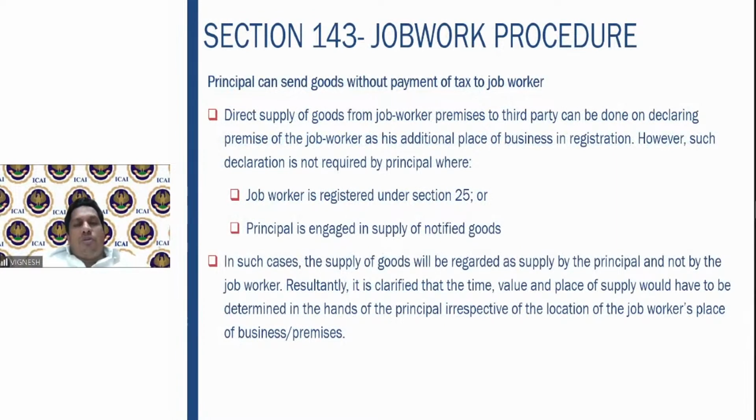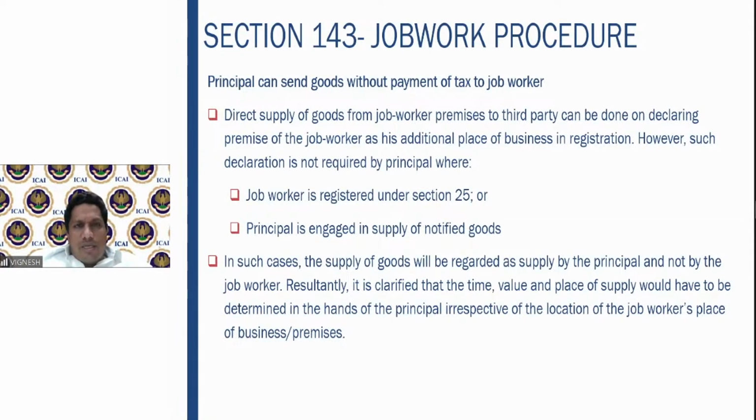Principal can send the goods without payment of tax to the job worker. So direct supply of goods from job worker premises to a third party also can be done by declaring the premises of the job worker as an additional place of business in the registration. What is this additional place of business? You will see when you discuss the registration chapter.